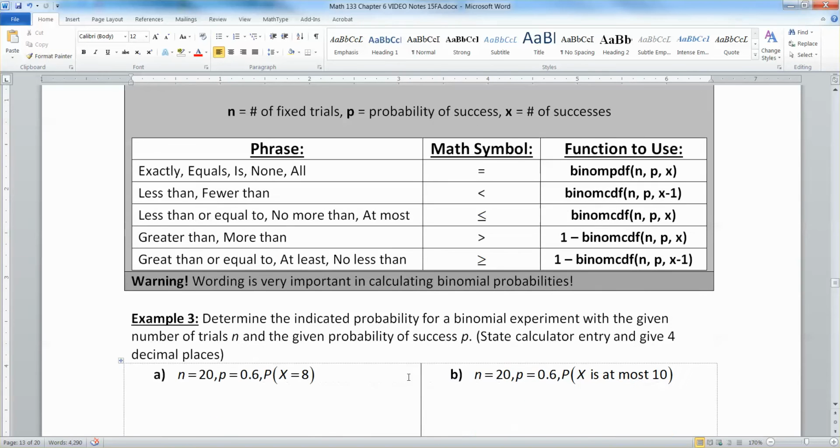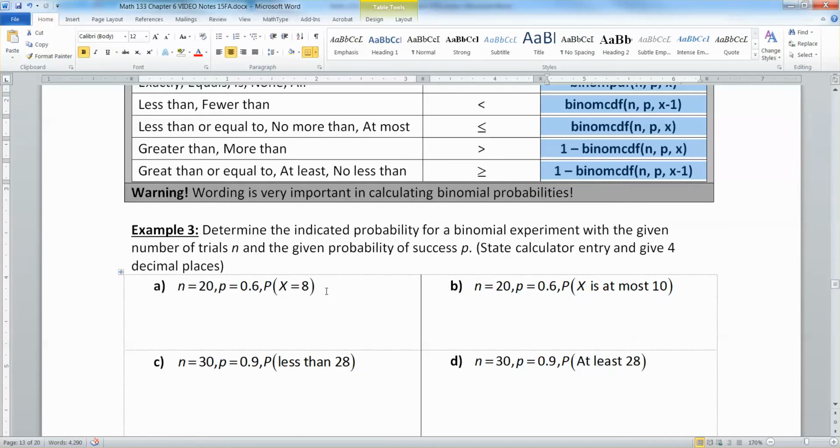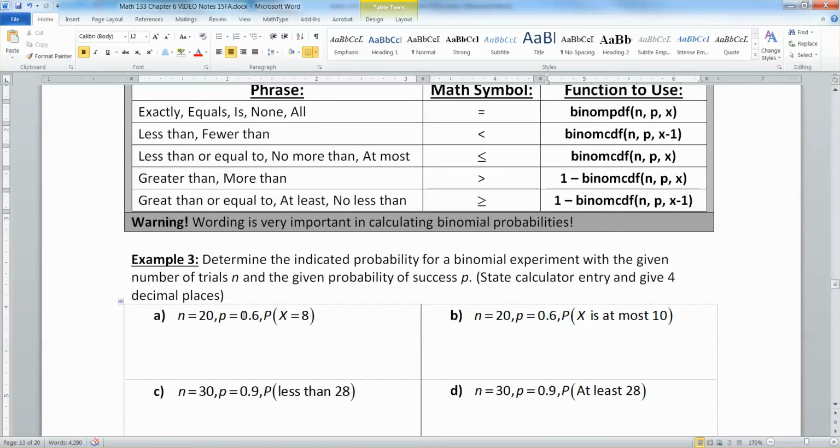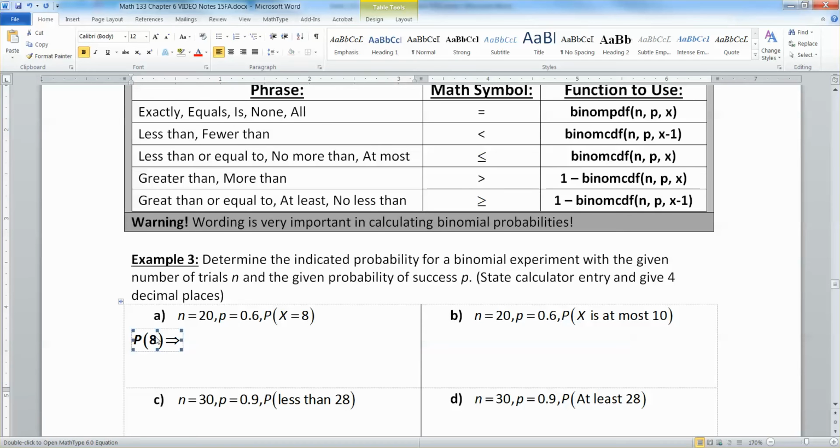So for our first example, we're just going to practice deploying these particular rules with this problem with no context. And then we'll start adding in context with other examples, and that'll help explain why it is set up this way. Why fewer than uses x minus 1, but less than or equal to uses just plain x. All right, so let's start off with the first one. So n is 20, p is 0.6, and I want the probability that x equals 8. Okay, just keep in mind, probability of x equals 8 can also be written as probability of 8. I didn't actually have to write the equal part in there, so I could have just written probability of 8.